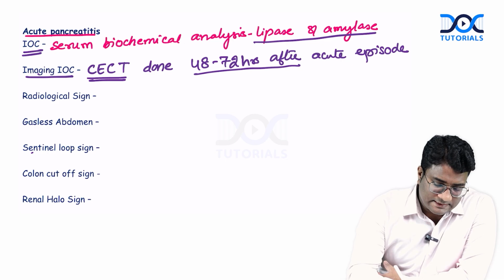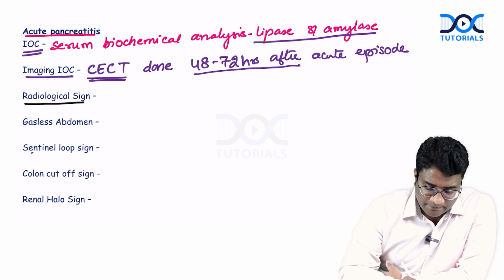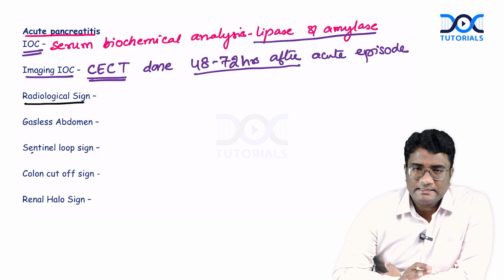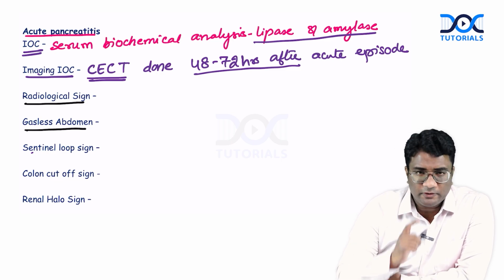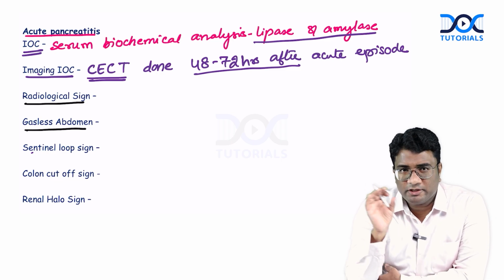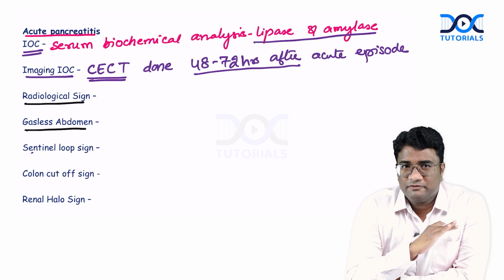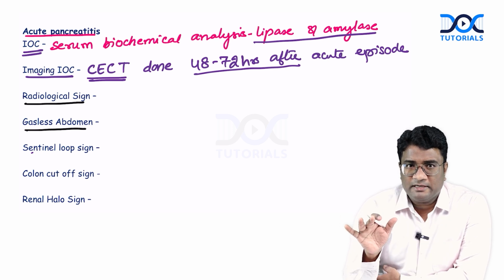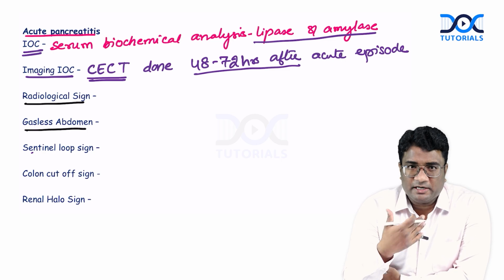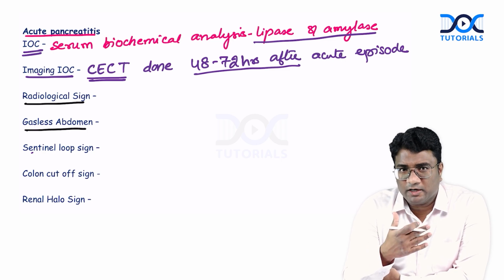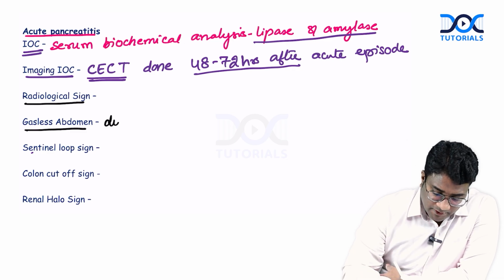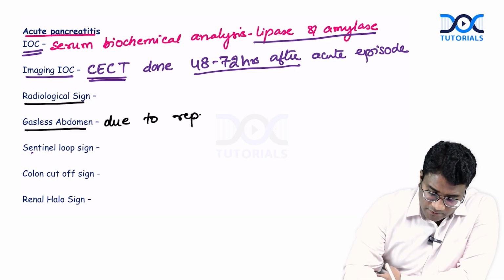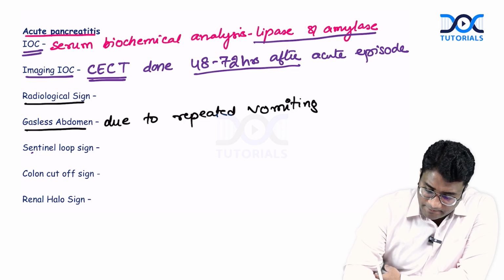And what are the radiological signs that you have in acute pancreatitis? The important radiological sign is the presence of a gasless abdomen. When you take an abdominal radiograph, normally you should see 3 to 4 gas bubbles in the abdomen. But in acute pancreatitis, the patient has repeated vomiting, so you may see a completely gasless abdomen.